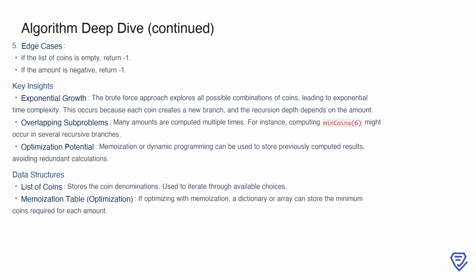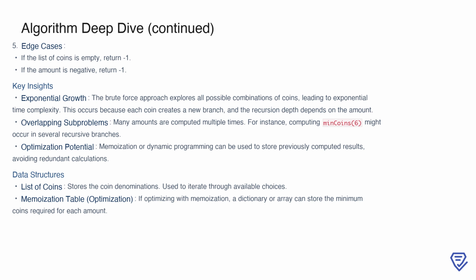The brute force method generates an exponential number of recursive calls because each coin choice creates a new branch, and the recursion depth depends on the amount. This leads to overlapping subproblems where the same amounts are recalculated multiple times. For instance, minCoins(6) might be computed repeatedly in different branches. To optimize this inefficiency, we can use memoization or dynamic programming to store and reuse results of previously computed amounts. This avoids redundant calculations, significantly improving performance.